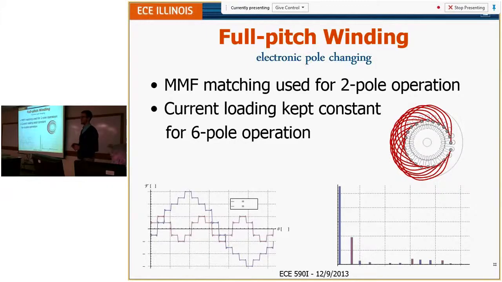Is it possible that you could eliminate the gearbox by doing this? Is that a goal? I don't think so. No. If you're talking about an electric vehicle, the motor would have to spin really slow. Right. It all depends on your application.